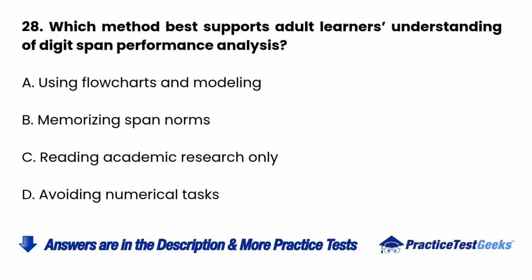28. Which method best supports adult learners' understanding of digit span performance analysis? A. Using flowcharts and modeling. B. Memorizing span norms. C. Reading academic research only. D. Avoiding numerical tasks.